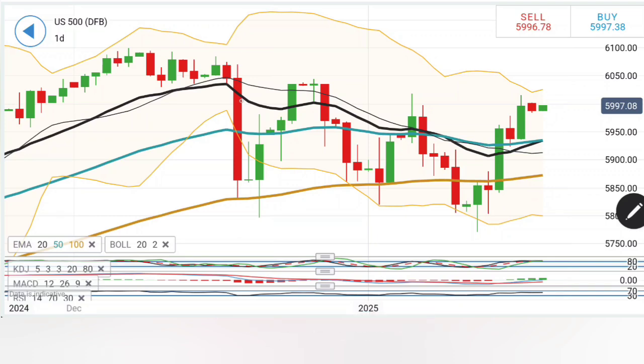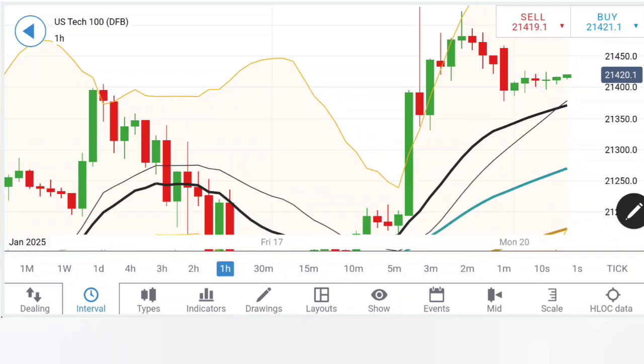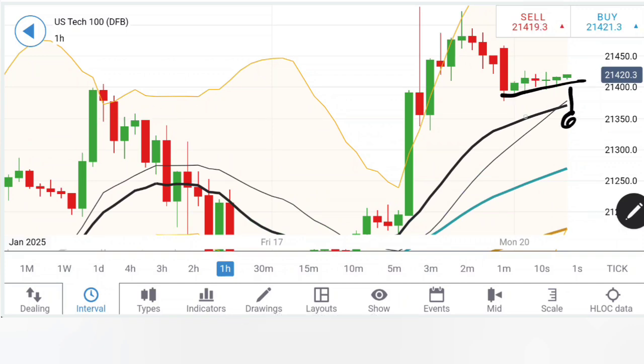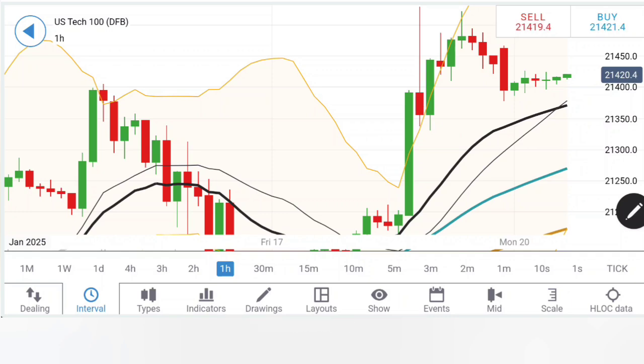Let's move to Nasdaq 100. Tech 100 is seen taking support here at 21,400 levels. Let it break below this. 21,400, 21,360 is going to remain the prime support. 21,400, 360, 330. If these three levels are taken, then you can expect it to move lower. How lower? We can expect 21,250, 260 as well.